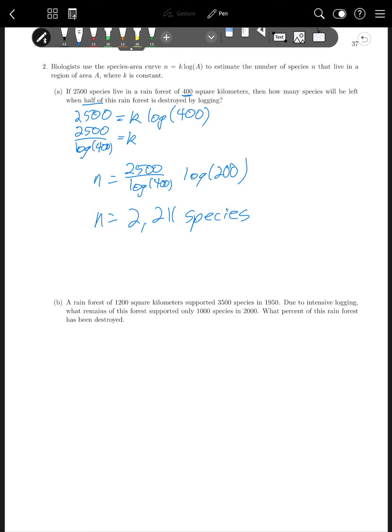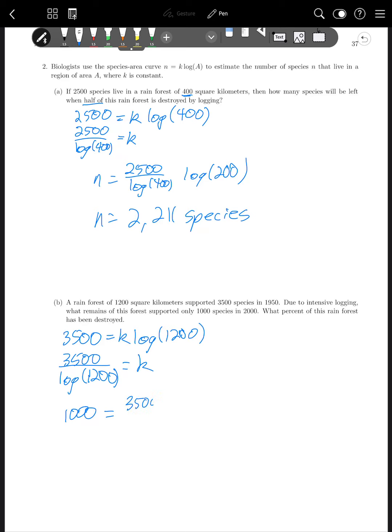So we know that the rainforest had 3,500 species when the area of the rainforest was 1,200 kilometers. So log of 1,200. So in this case, our k is going to be 3,500 over log of 1,200. And so in this case, we know how many species it had in 2000, so that's 1,000 equals our k, 3,500 over log of 1,200, times log of A. So we need to find A.